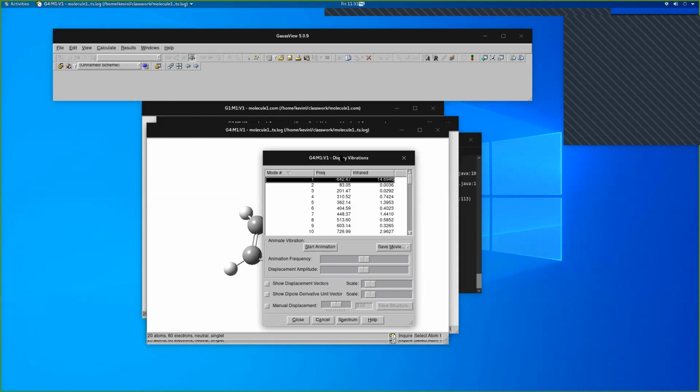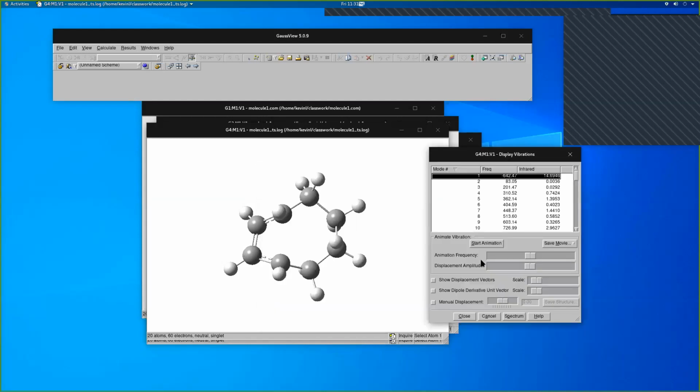And if you were to animate it, let's just do a very slow animation of that. Can you see that? That animation of that imaginary frequency shows you the forward reaction and the reverse reaction that we found for this transition state. Okay, so let's stop that animation.